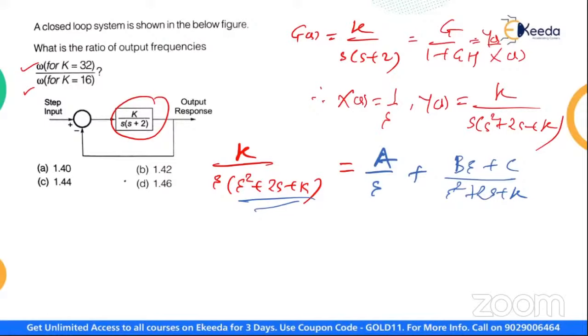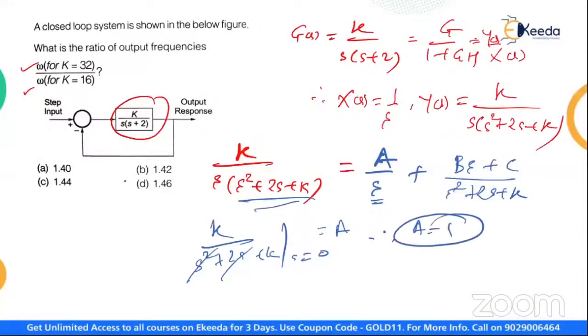Now, if you compare this with the numerator, what do you get? Let us say you want the value of A. In order to find the value of A, you will equate s to 0. Whatever is below s, you have to equate it to 0. So except s, write everything: k upon s squared plus 2s plus k at s equal to 0 is going to give you the value of A. It is our shortcut; we have already discussed it in our theory lectures. Putting s equal to 0, you get k upon k, which is 1. So you get A equal to 1. Correct or not?